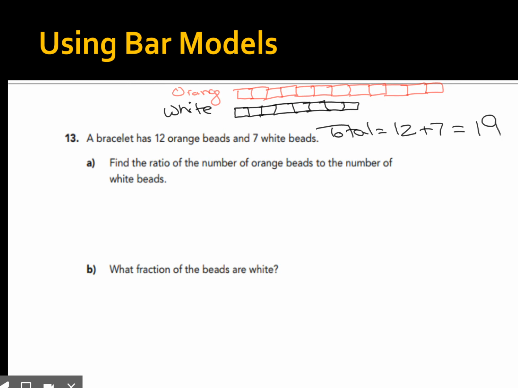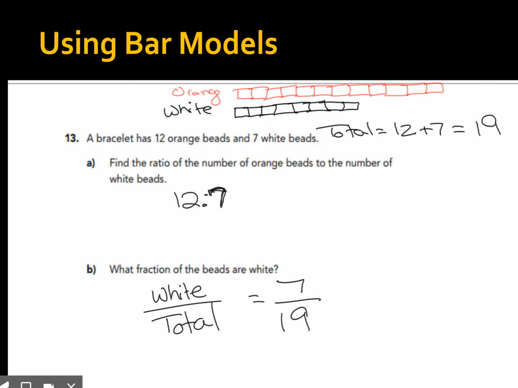That'll help us in answering. So 13A says find the ratio of the number of orange beads to the number of white beads. So the first one saying number of orange to white. Well, we have 12 to 7 because there's 12 orange beads to 7 white beads. Now, part B says what fraction of the beads are white. So our fraction is going to be the number of white beads over the total because it says what fraction of all the beads. So we know we have 7 white beads and there are 19 beads total. So the answer, the fraction of the beads that are white, is 7/19.